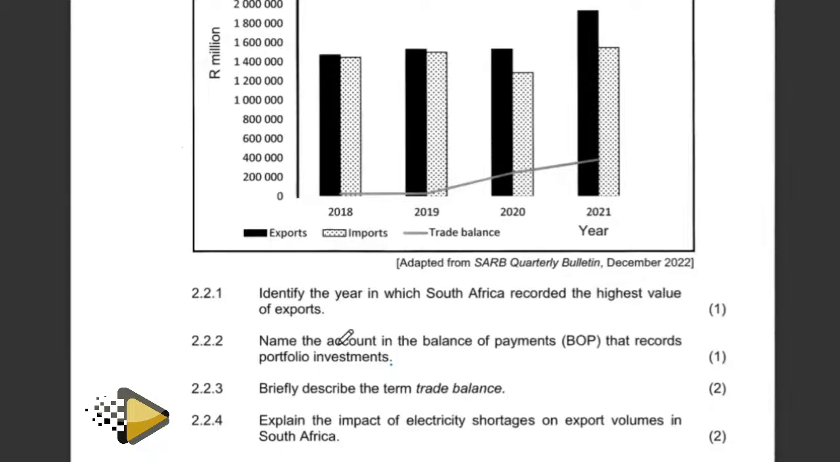Okay, right. So now, you have to identify the year in which South Africa recorded the highest value of exports, and this is how we denote our exports. And this is the graph of the exports. So now, if we check here, the highest number of exports that we have is for 2021. So the appropriate answer in this regard is going to be 2021.